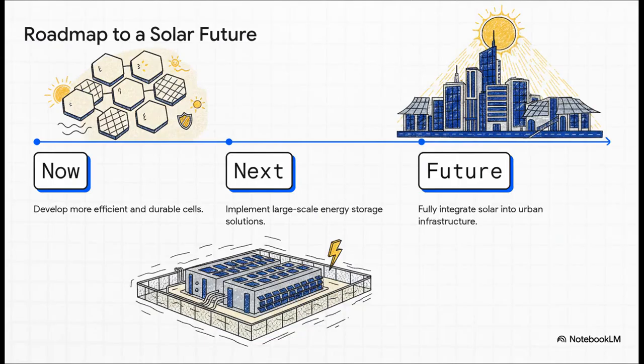The roadmap to get there is pretty clear. We need to keep developing cells that are more efficient and last even longer. We need to build out energy storage on a massive scale, like huge battery farms. And we need to get creative, integrating solar technology invisibly into our cities. Think solar windows, solar roads, even solar fabrics.